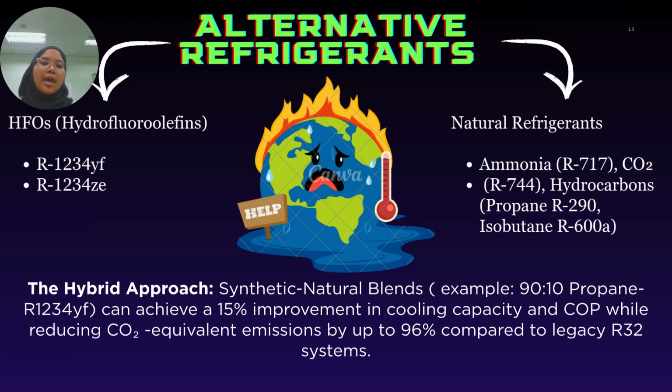Studies show that switching to a propane blend can cut a cooling unit's total environmental warming impact by up to 96%. The overall advantage here is clear. We get excellent sustainable cooling with a tiny fraction of the environmental footprint.